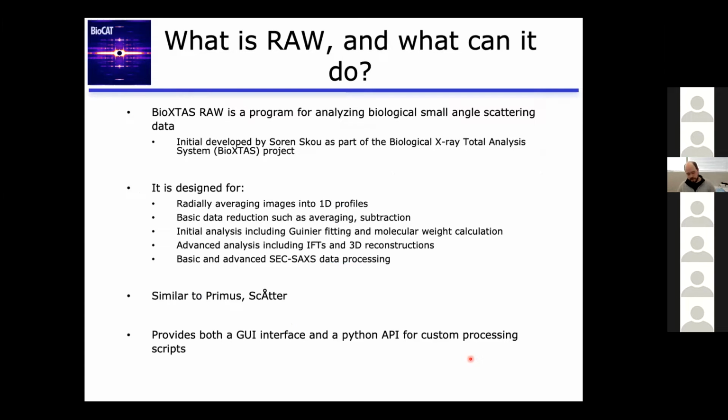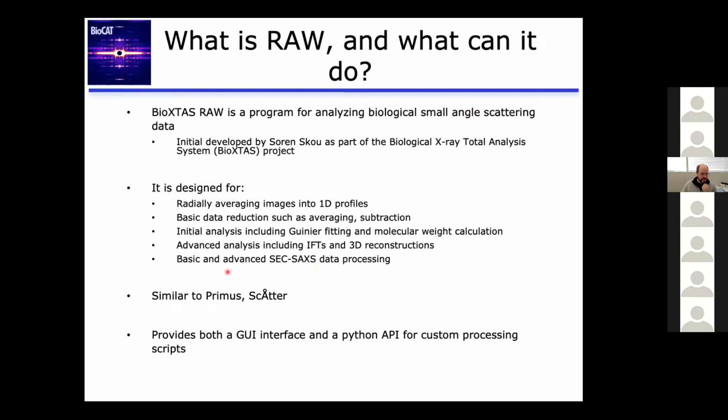BioXTAS RAW, or RAW as I'm going to call it for the rest of this talk, is a program really built for analyzing biological small-angle solution scattering data, both X-rays and neutrons. And the one historical note I'm going to provide is it was initially developed by Soren Skue as part of the Biological X-ray Total Analysis System project, hence the name, BioXTAS. Over the years, we've expanded RAW quite a bit.